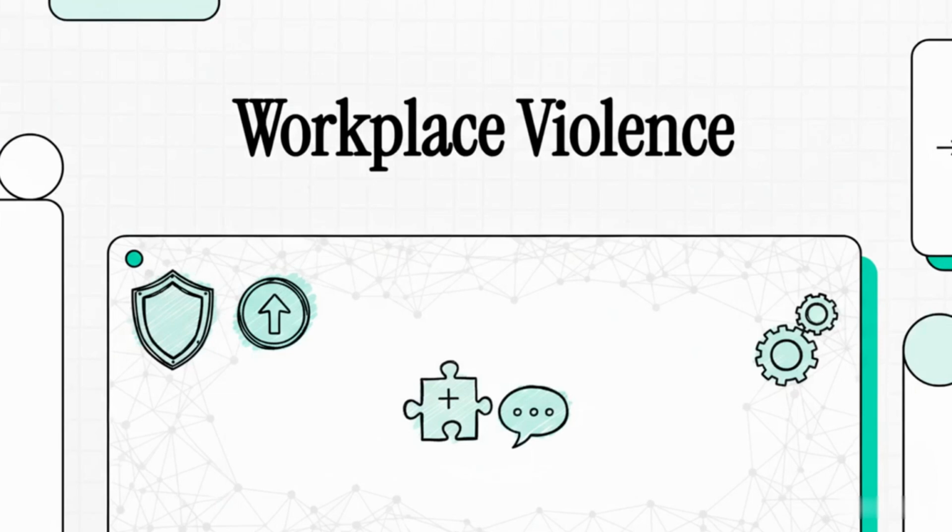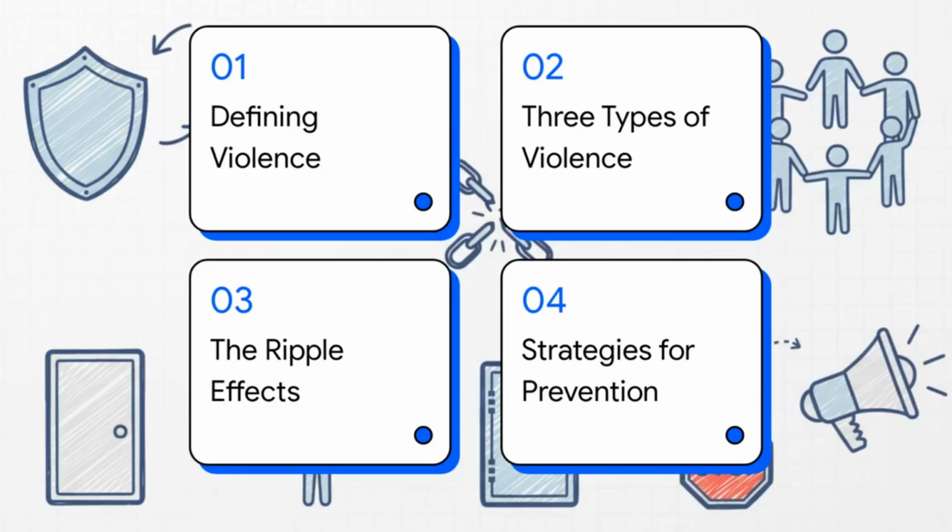Let's talk about something really serious: workplace violence. It's a major threat to the health of any organization and honestly to the well-being of every single person in it. Understanding what it is and where it comes from, well, that's the absolute first step to stopping it. So let's dive in. Here's our game plan for this explainer.